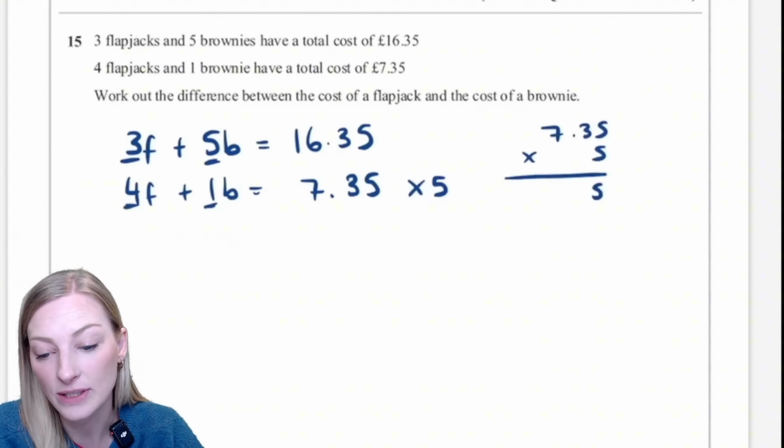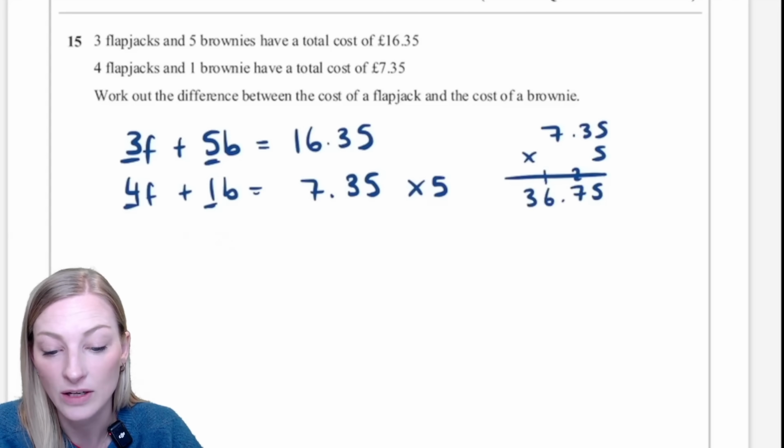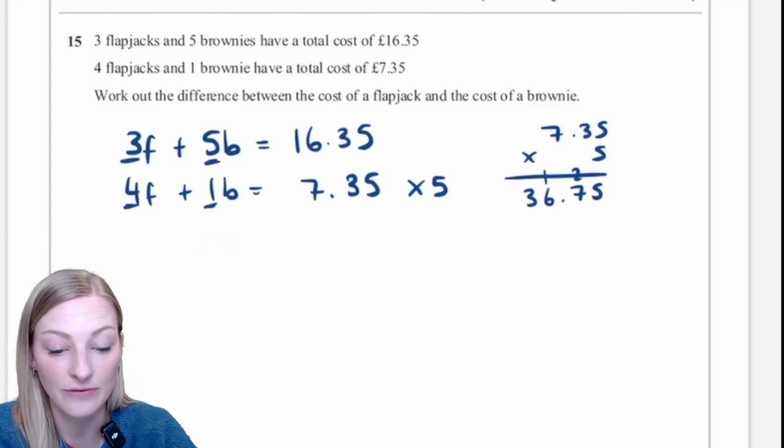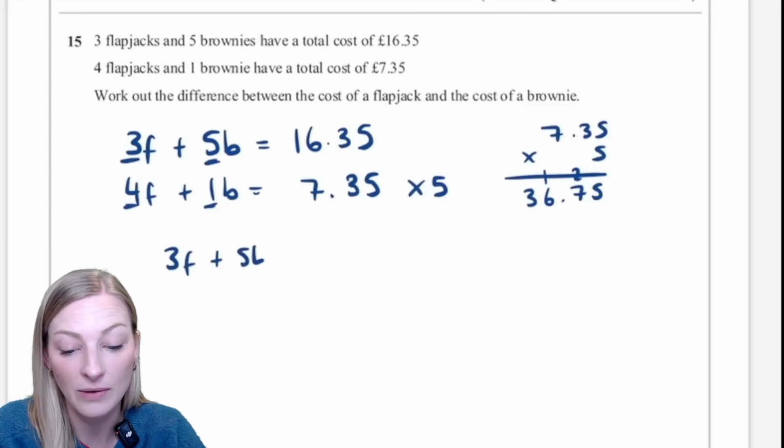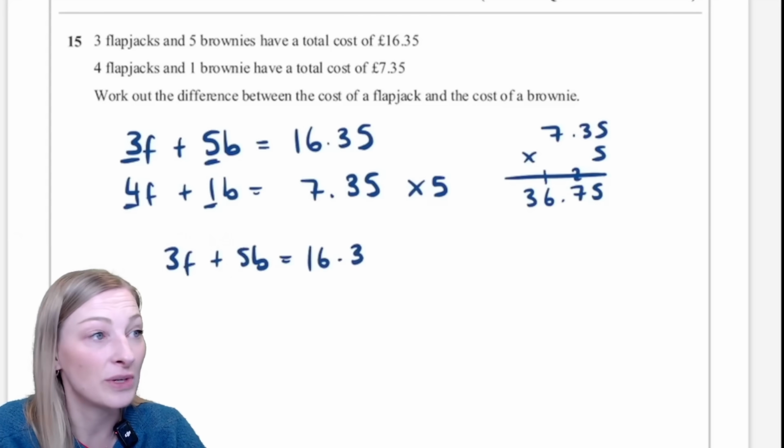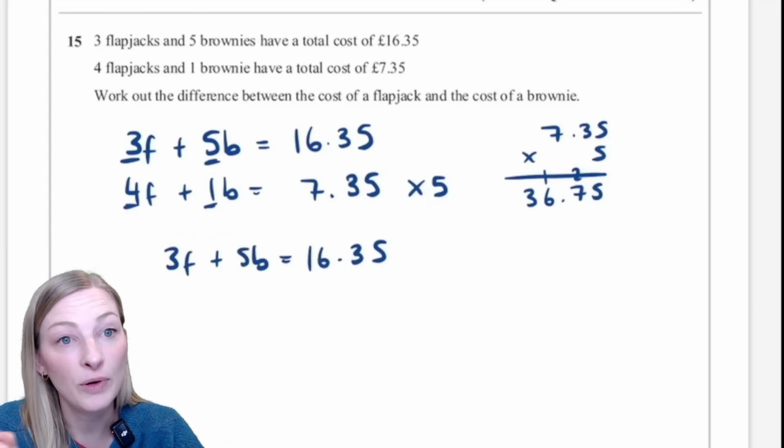5 times 5 is 25, 5 times 3 is 15, add the 2 is 17, and 5 times 7 is 35, add the 1. So £36.75. So I now know that 3 flapjacks and 5 brownies is £16.35. We didn't change that one at all. But the bottom row, the bottom equation, we've now multiplied by 5.